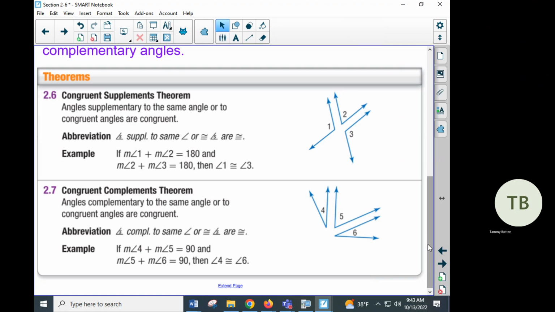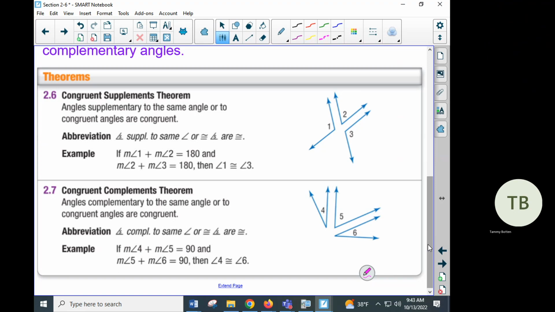So these two theorems, when you hear them, sound confusing, but I'll try to put it in simpler terms. This is called the congruent supplements theorem, and it says angles supplementary to the same angle or two congruent angles are congruent. And that sounds kind of confusing, but here's what it's saying.